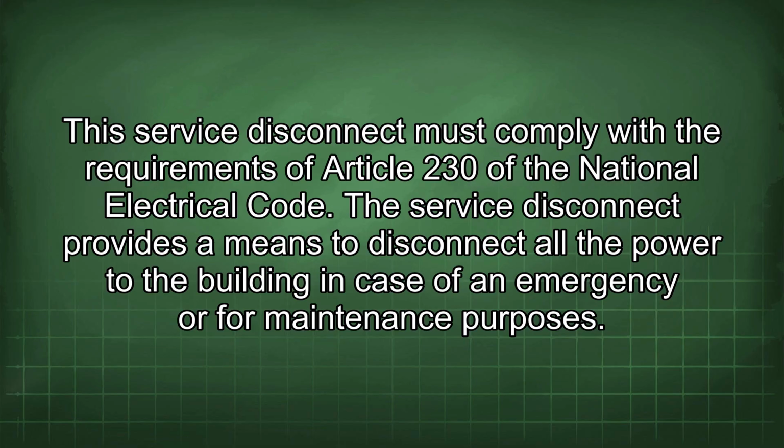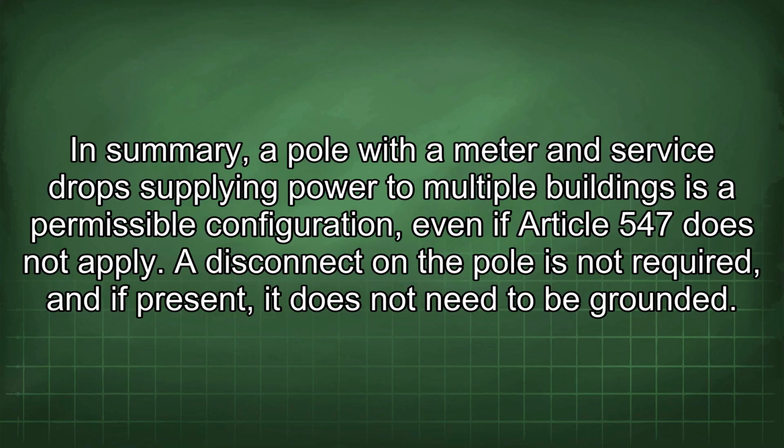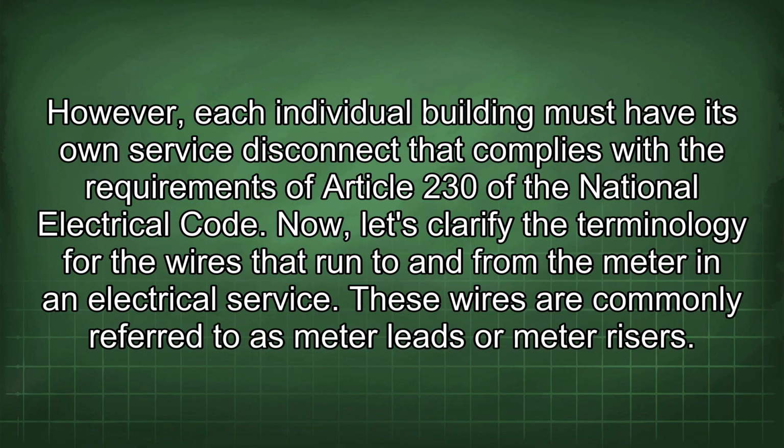The service disconnect provides a means to disconnect all the power to the building in case of an emergency or for maintenance purposes. In summary, a pole with a meter and service drop supplying power to multiple buildings is a permissible configuration, even if Article 547 does not apply. A disconnect on the pole is not required, and if present, it does not need to be grounded. However, each individual building must have its own service disconnect that complies with the requirements of Article 230 of the National Electrical Code.